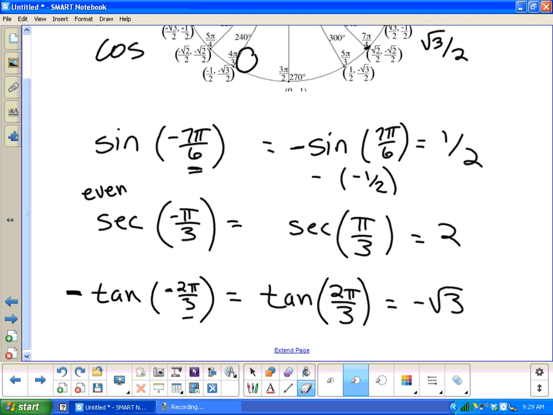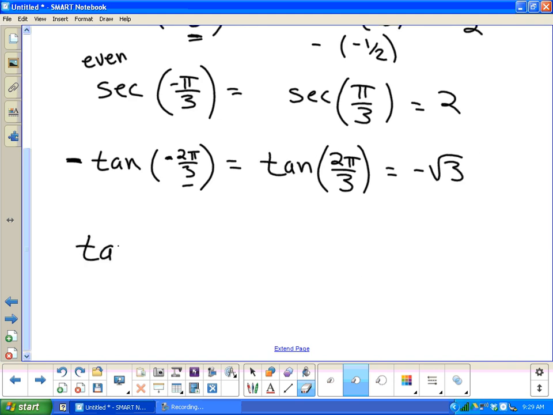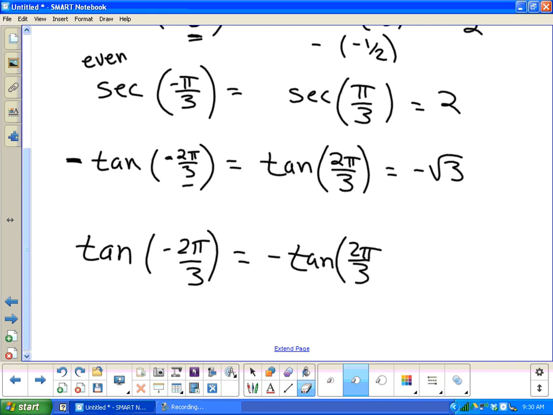Now just to compare, what if I had it without that negative in the front? The tangent of negative 2 pi over 3, how can I rewrite that? That would be the opposite of the tangent of 2 pi over 3. The tangent of 2 pi over 3 is negative square root of 3, but the opposite of that would just be square root of 3.